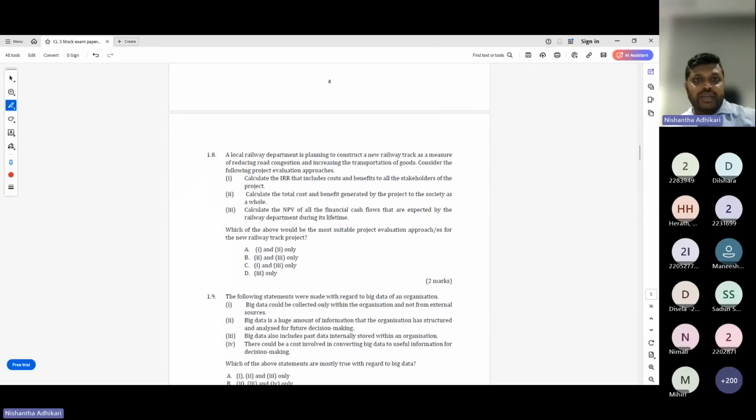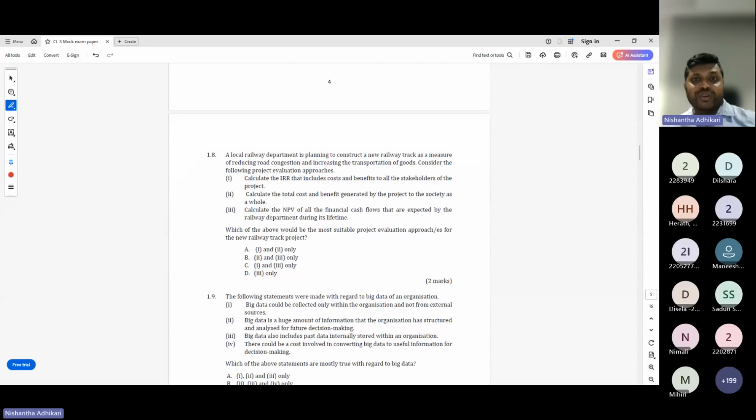Now, next one. A local railway department is planning to construct a new railway track as a measure of reducing road congestion and increasing the transportation of goods. Consider the following project evaluation approaches. Three approaches are given. Which of the above would be the most suitable project evaluation approach or approaches for the new railway track project? Right, we will see.